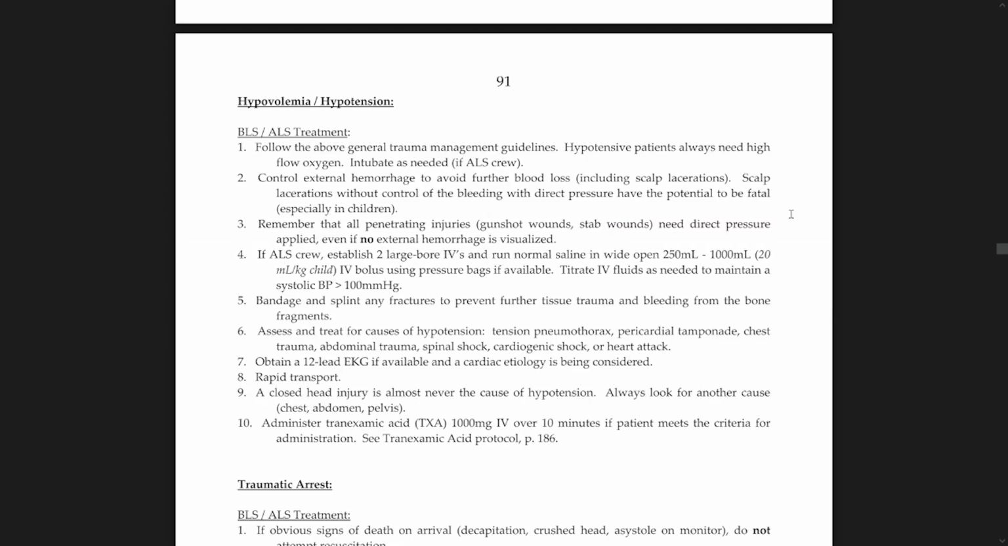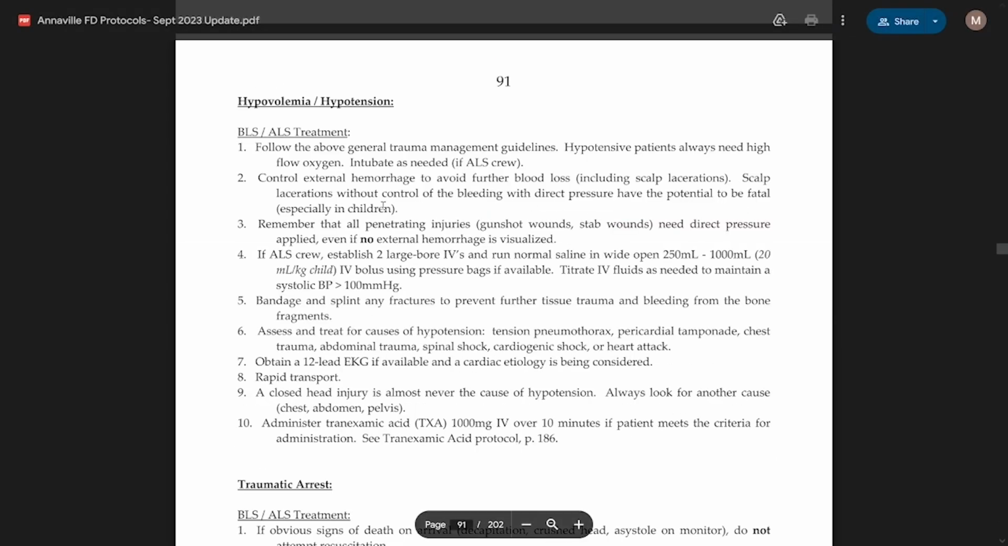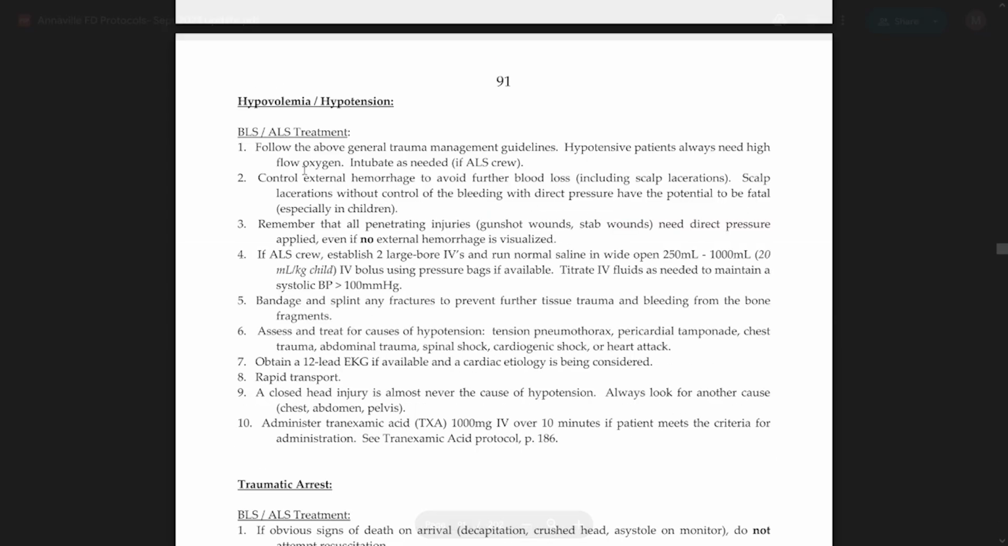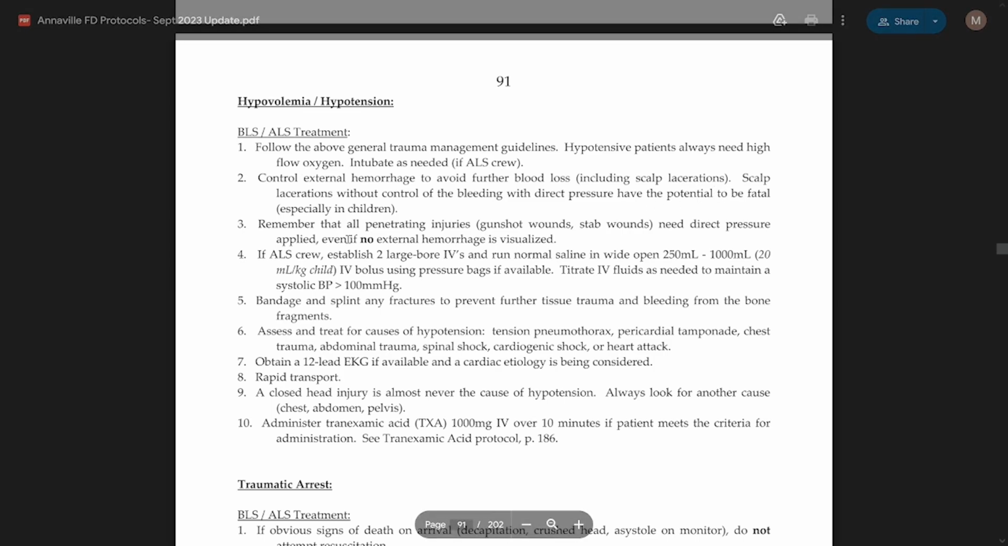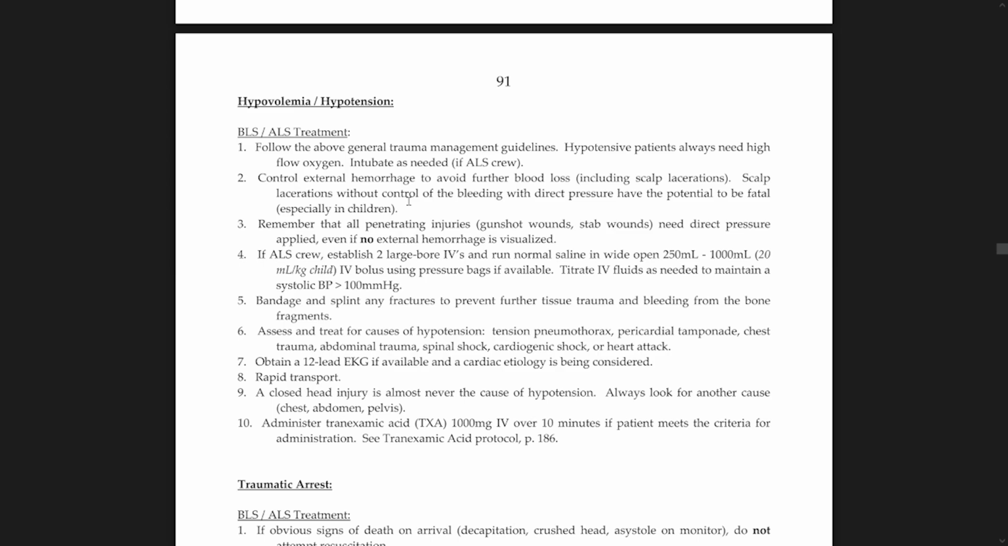For hypovolemia or hypotension, for BLS and ALS treatment, follow the above general trauma management guidelines. Hypotensive patients always need high flow O2, and intubate as needed if there is an ALS crew. Control external hemorrhage to avoid further blood loss, including scalp lacerations. Scalp lacerations without control of the bleeding with direct pressure have the potential to be fatal, especially in children.